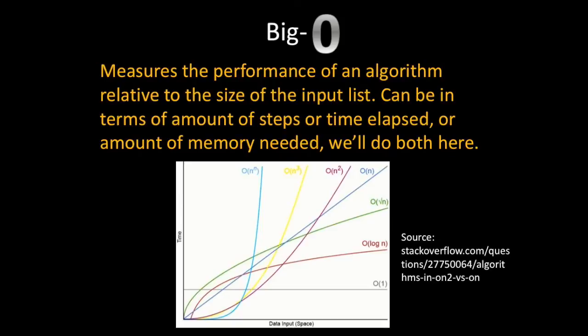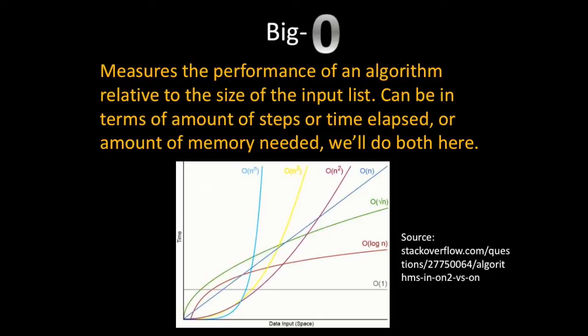So when we analyze the performance of an algorithm, we use a notation called big O, which measures the performance of an algorithm relative to the size of the input list. So we're looking for a relationship between the size of the input list and how much time or how much memory the algorithm uses. And we can see that relationship in the graph below.